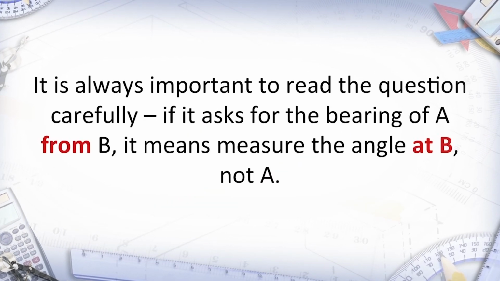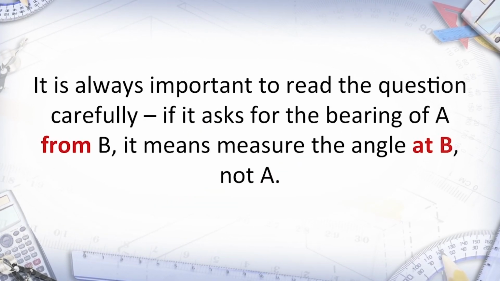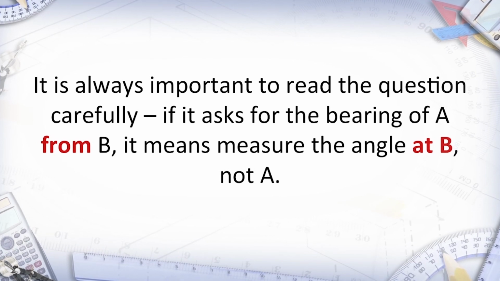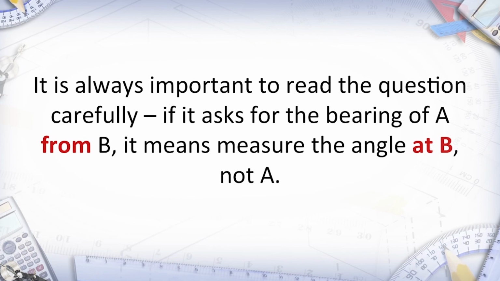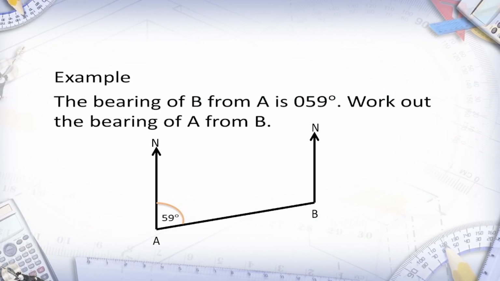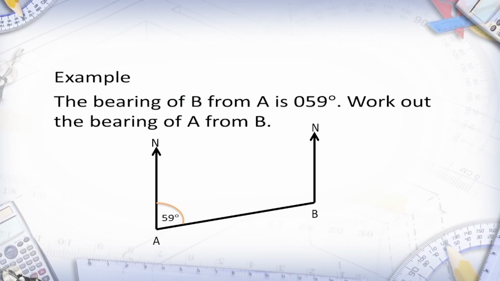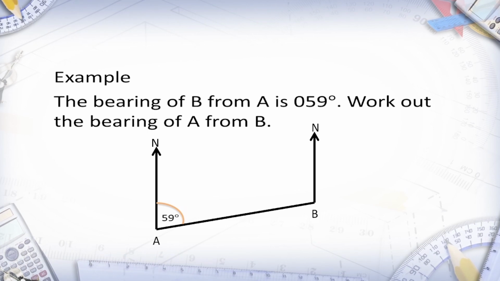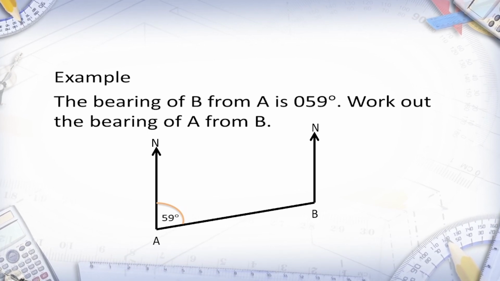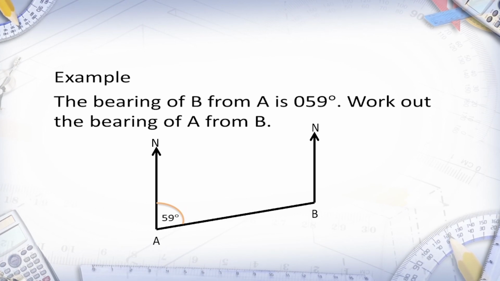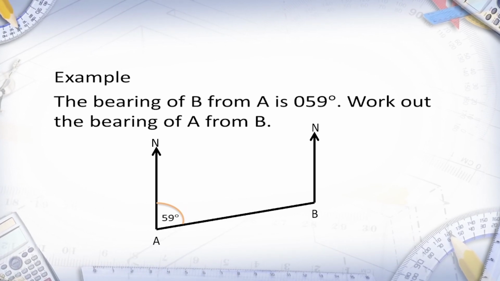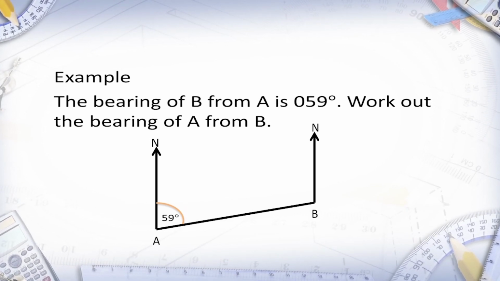It's always important to read the question carefully, and if it asks for a bearing of A from B, it means measure the angle at B, not A. In this example, we see the bearing of B from A is 059 degrees, and it wants us to work out the bearing of A from B. Press pause, take 5 minutes to work it out, and then come back to see the worked out answer.